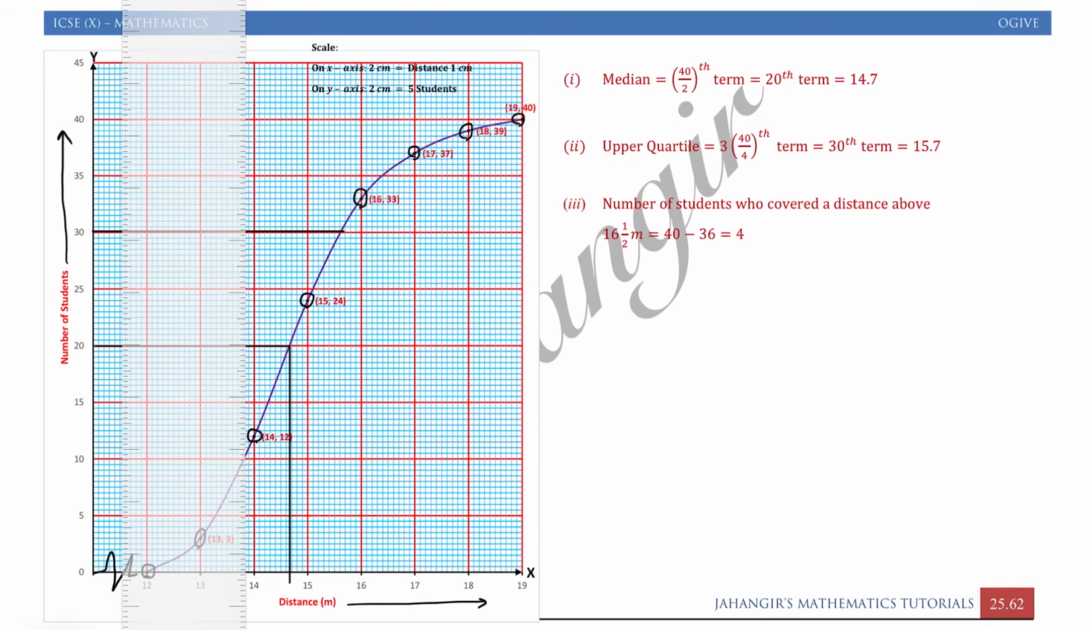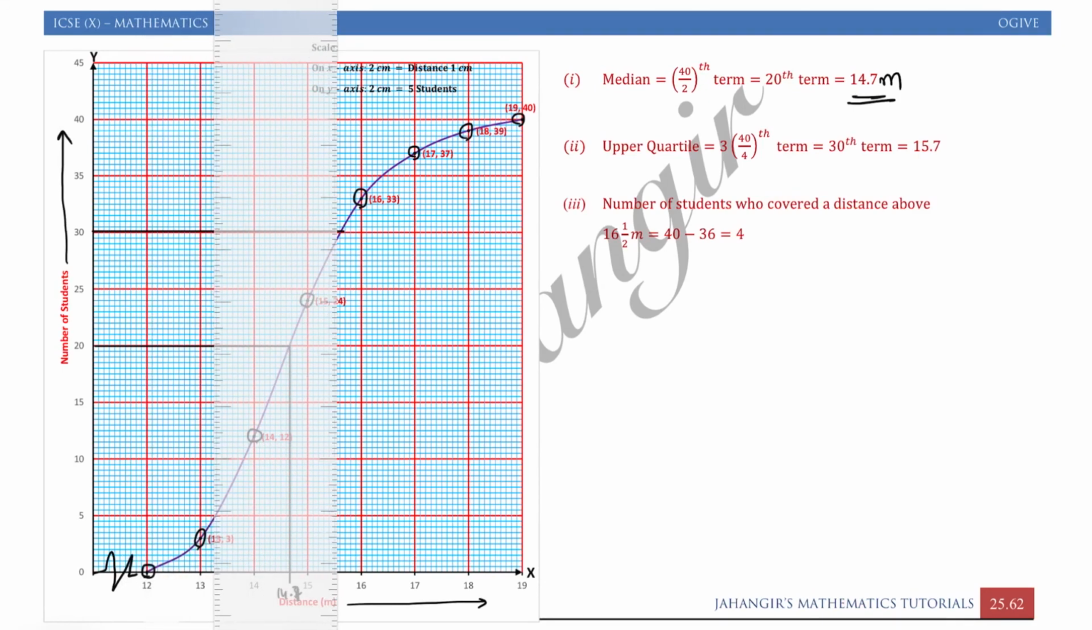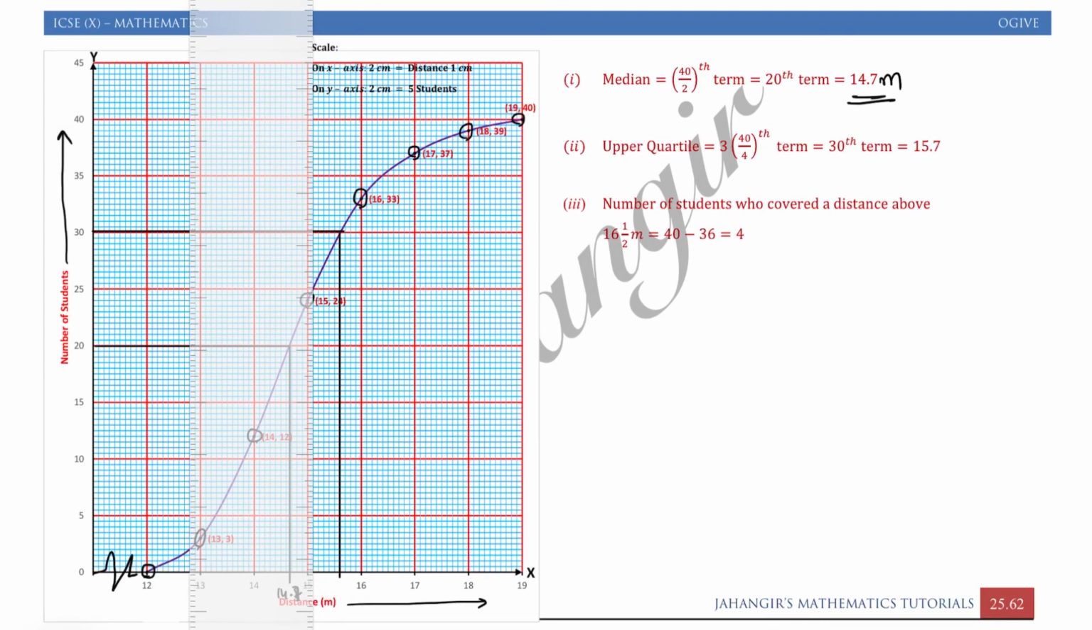So let's take the reading. 14.7, this is 0.7. Between 14 and 15 we have gaps of 10. So the median is 14.7 meter. Just write the unit. And the upper quartile can be 15.6 or 15.7 meter. It depends on your answer.